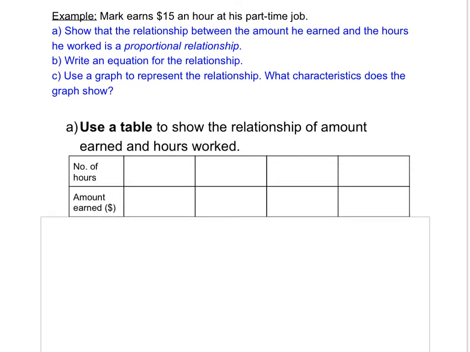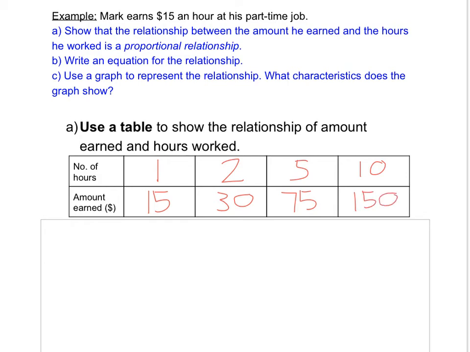So in this table, I'm going to list the number of hours and the amount that he earned. Okay, so let's say he worked for 1 hour, then he earned $15. If he worked 2 hours, then the salary is $30. And for 5-hour work, then he earned $75. If he worked 10 hours, then he earned $150. Okay, so just giving some examples of how many hours worked and how much dollar amount earned.